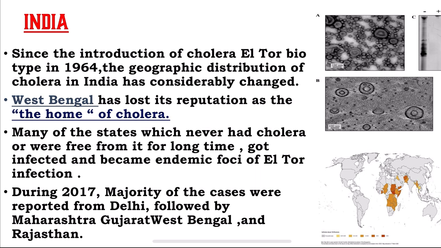During 2017, the majority of the cases, rather than from West Bengal, were now reported from Delhi, followed by Maharashtra, Gujarat, West Bengal and Rajasthan. So we see that West Bengal has lost its reputation as the home of cholera, and now the majority of the cases are reported from Delhi, Maharashtra, Gujarat, West Bengal and Rajasthan.